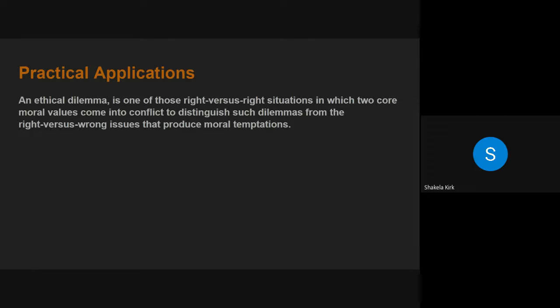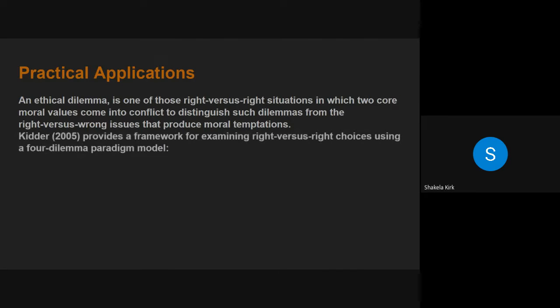Practical applications. An ethical dilemma is one of those right versus right situations in which two core moral values come into conflict and distinguish such dilemmas from the right versus wrong issues that produce moral temptations. Kidder, 2005 provides a framework for examining right versus right choices using a four dilemma paradigm model.